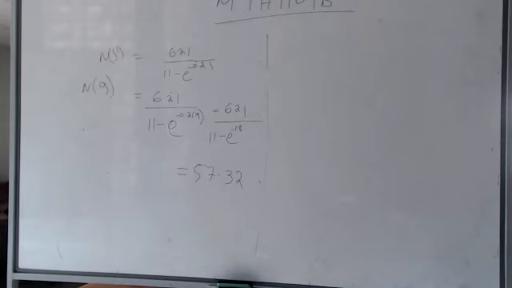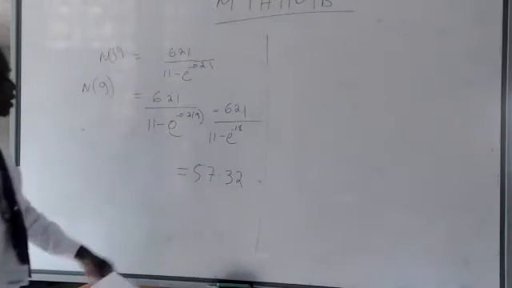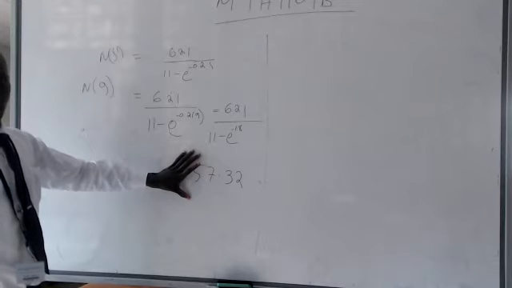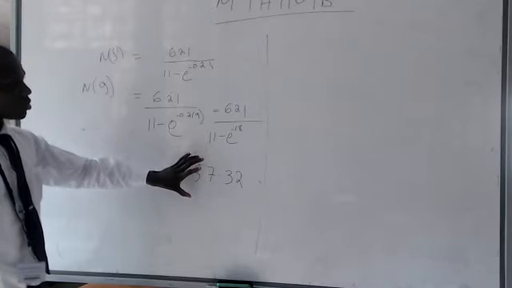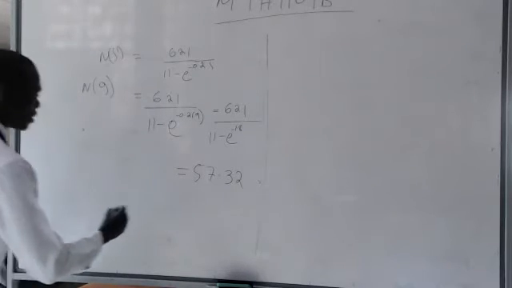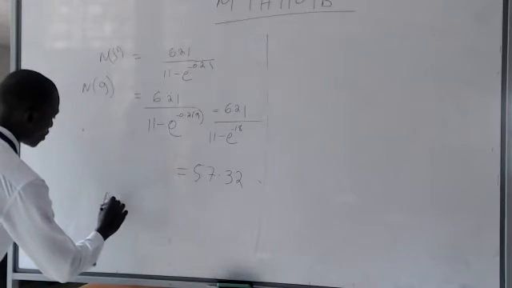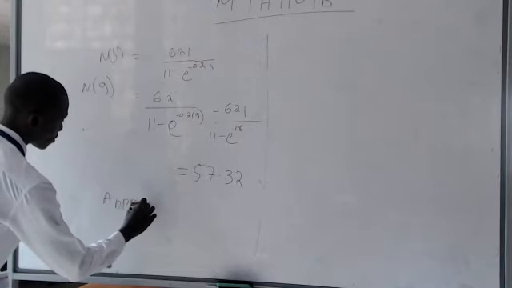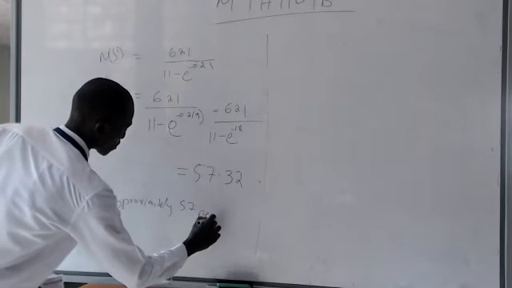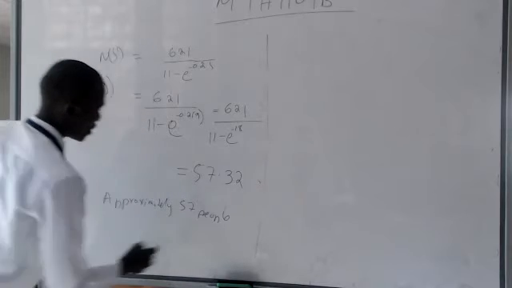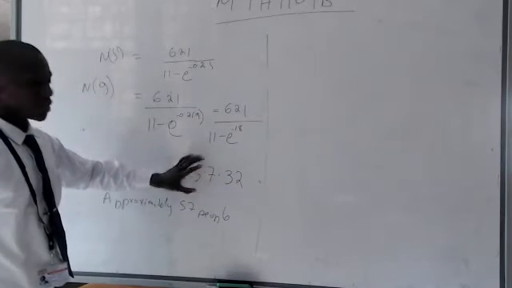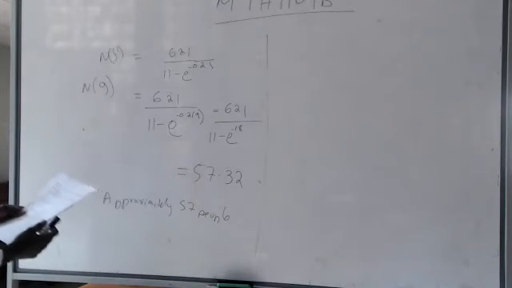Well, whatever. But then, this is a number of people. You cannot say there are 0.5 or 0.3 of a person. So you need to either truncate or round off. So just say approximately 57 people. I observed that in the assignment, most of you are just leaving your answers as decimals like this.